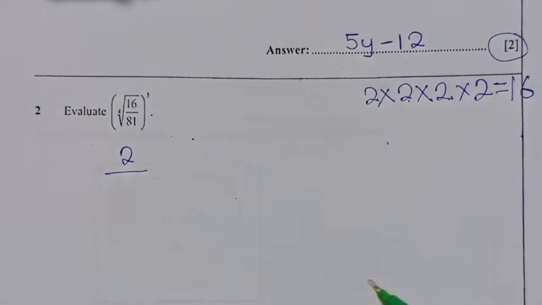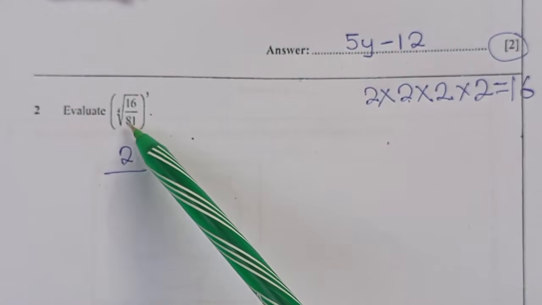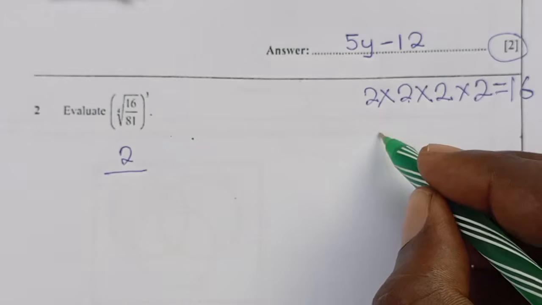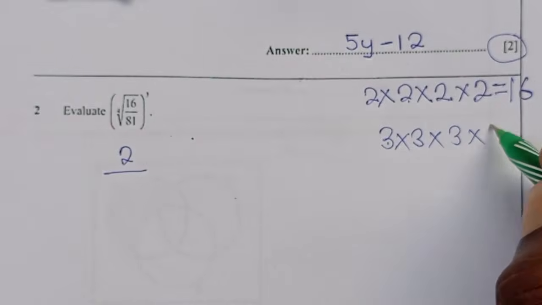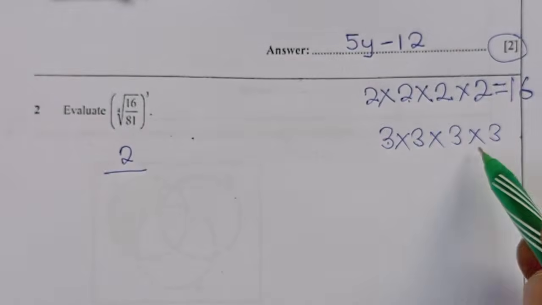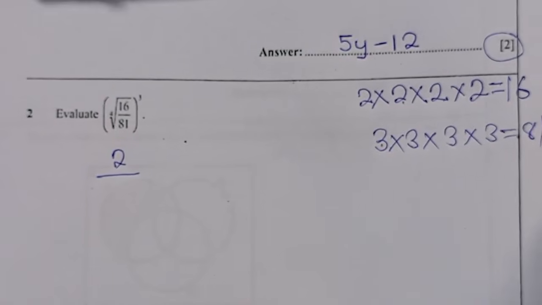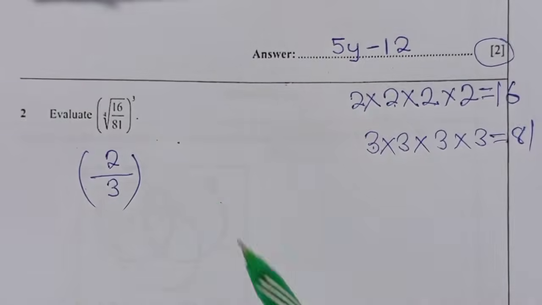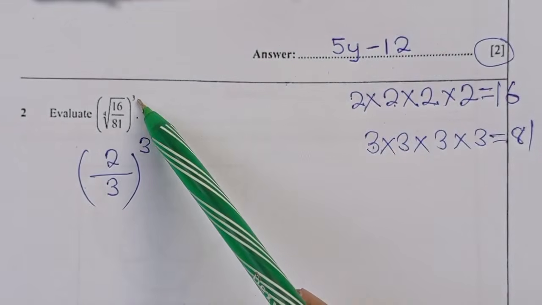You say over. Then which number can you multiply 4 times by itself to get 81? 3 times 3, 9. Times 3, 27. Times 3, 81. We are getting 3's and multiplying them 4 times by itself. So we are getting 81 there. So the answer there is just the 3. Then you do this to the power 3. This 3 is that one that is outside there.